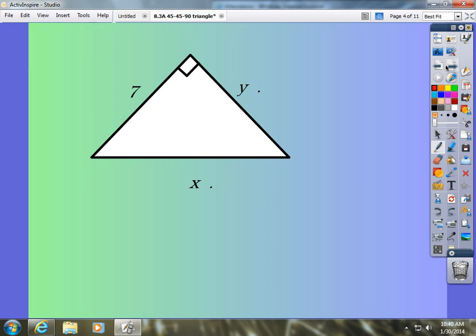Alright, now I'm missing an x and a y. I know that these two sides are equal, so y equals 7. Easy enough. And I know that the hypotenuse is just x times the square root of 2, so my hypotenuse is going to be 7 times the square root of 2. And I don't have to do any calculations. I don't have to do the Pythagorean theorem. I don't really have to do anything else. I just have to plug in numbers.